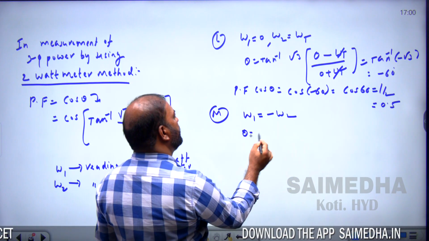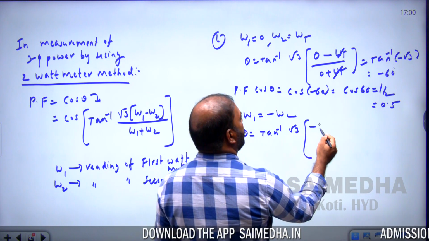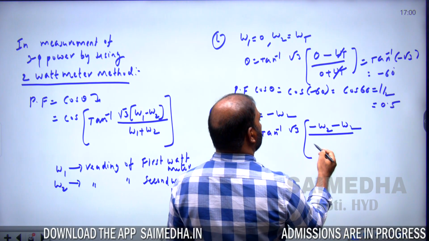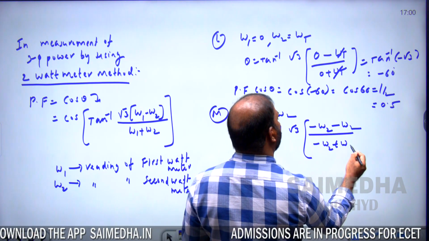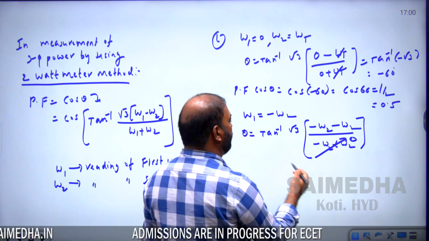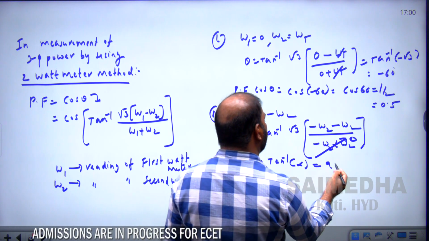In that case, theta is equal to tan inverse of root 3 into (W1 minus W2) by (W1 plus W2), with W1 equal to minus W2. What is going to happen here? In the denominator we are getting 0. Anything divided by 0 means infinite. So tan inverse of infinite means it is 90 degrees.